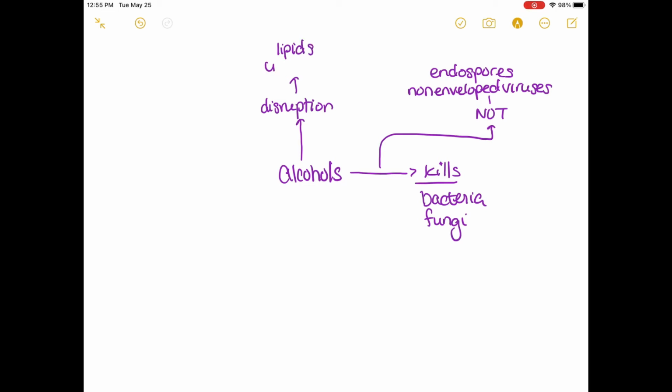Two common alcohols used are ethanol and isopropanol. Specifically, 70% ethanol can kill microbes, but the concentration range of 60% to 95% has been shown to kill microbes as well. Isopropanol, aka rubbing alcohol, can be used as an antiseptic and a disinfectant.